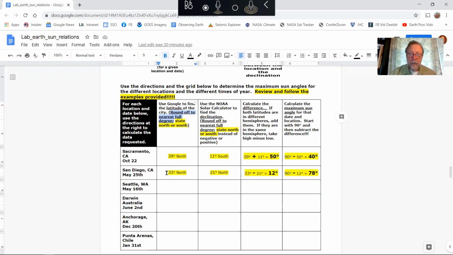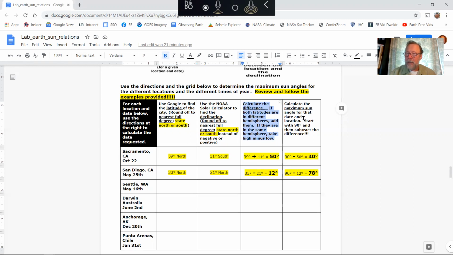In this case, San Diego on May 25th, here's the latitude of San Diego, here's the declination for May 25th. The difference in degrees between those two is not very much because we subtract. They're in the same hemisphere. So if they're in different hemispheres, add. If they're in the same hemisphere, subtract. That rule is explained right up here. So 33 minus 21 is 12.